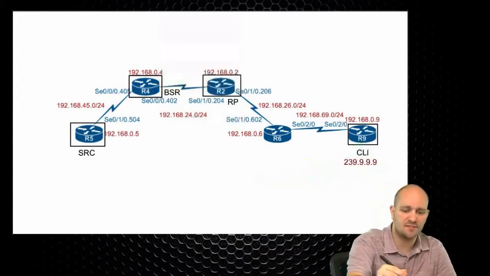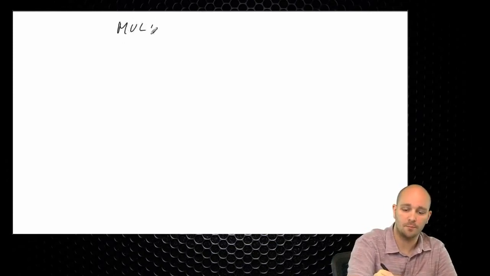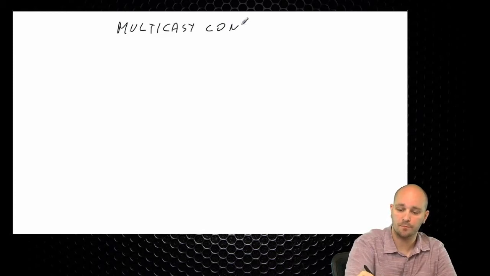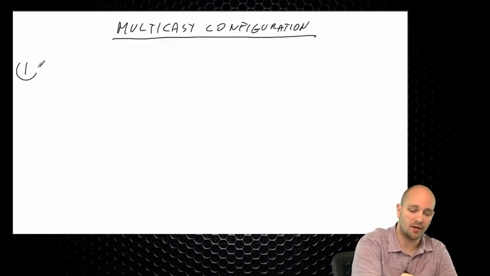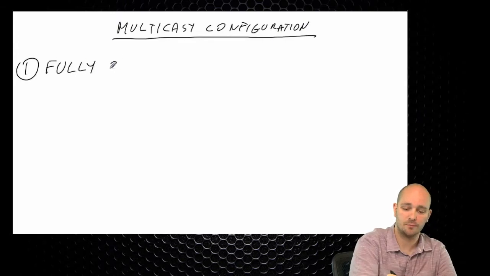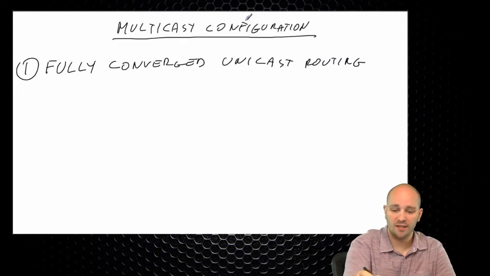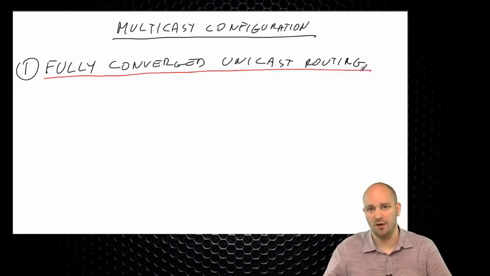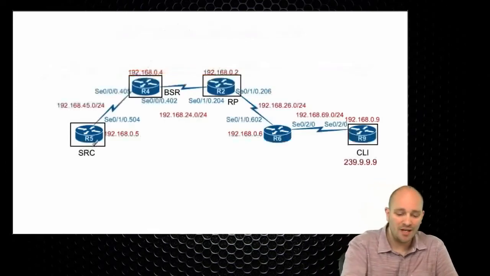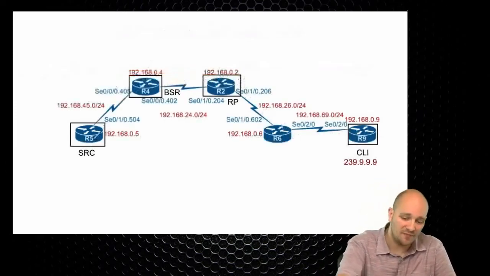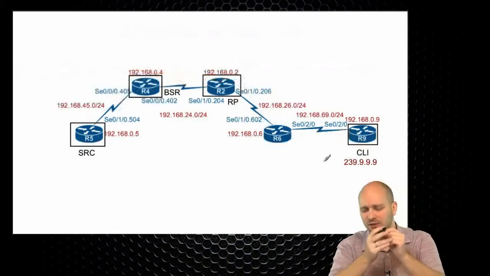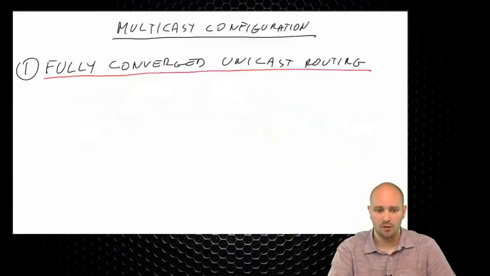Now, what are the prerequisites for multicast configuration? So I'm going to write here multicast configuration. The number one prerequisite is fully converged unicast routing. Now, don't even try to build your multicast network before your unicast routing is fully converged. So in our example here, we need to have a fully converged unicast network. If there is no full reachability in this network, our multicast is almost guaranteed going to fail. So that's number one prerequisite.